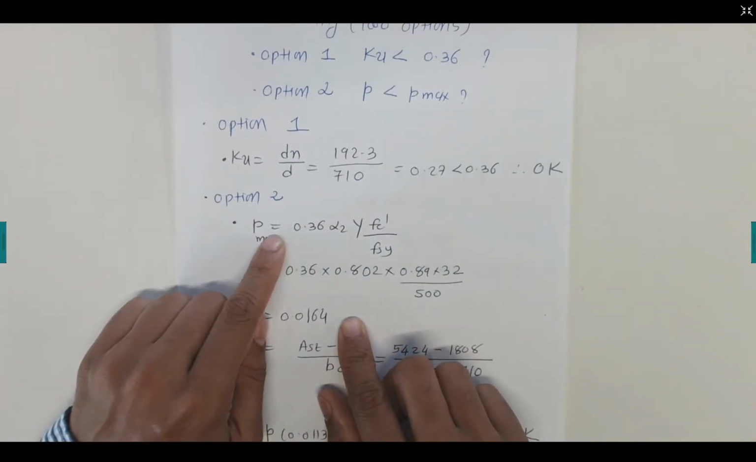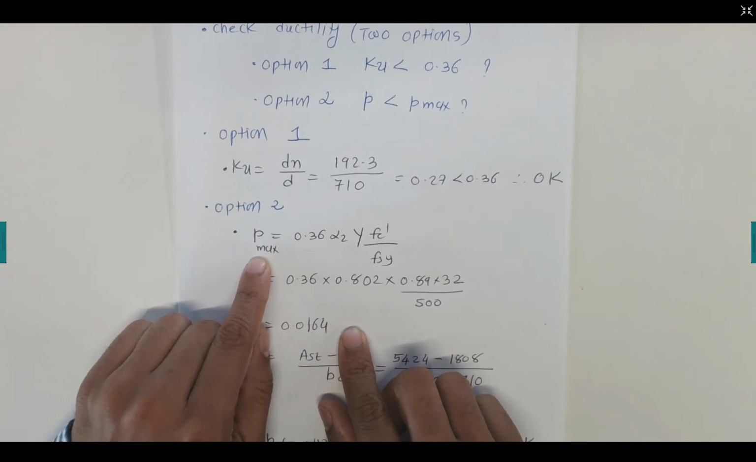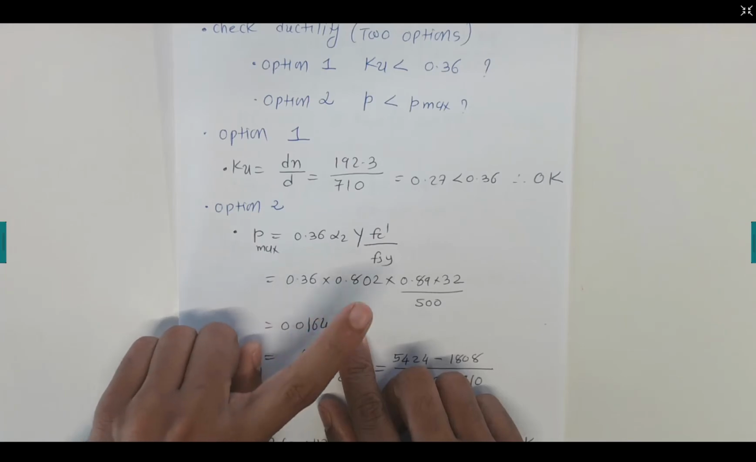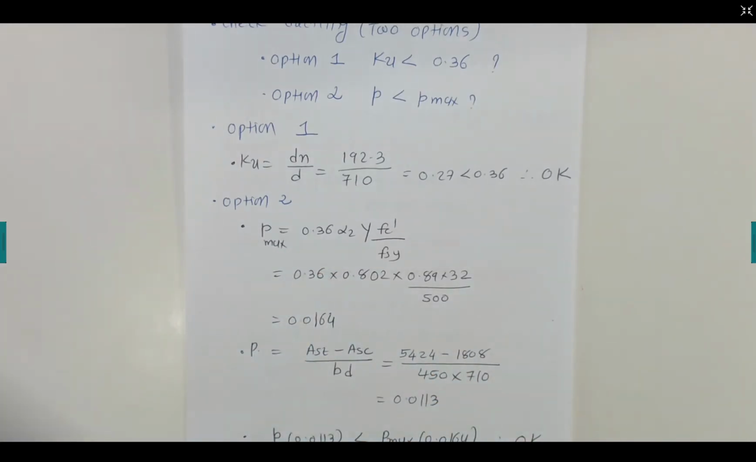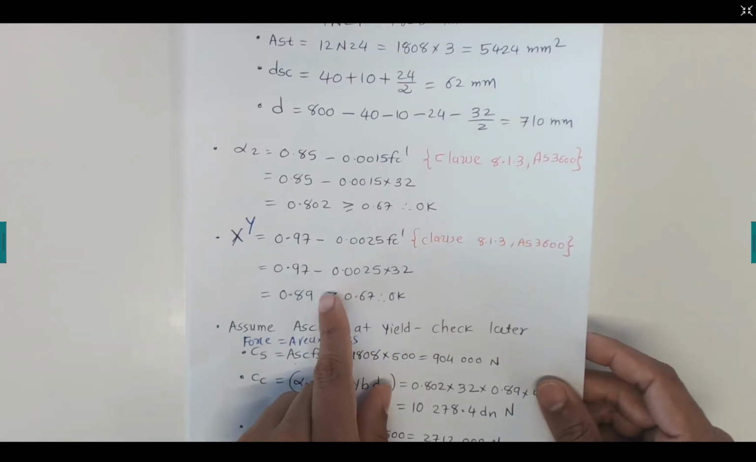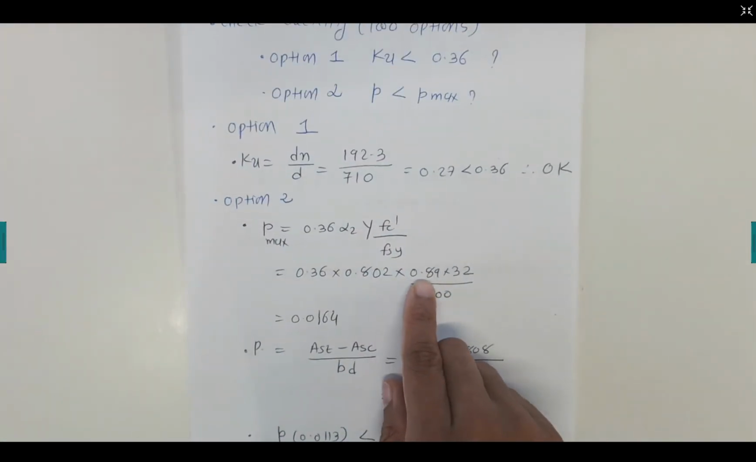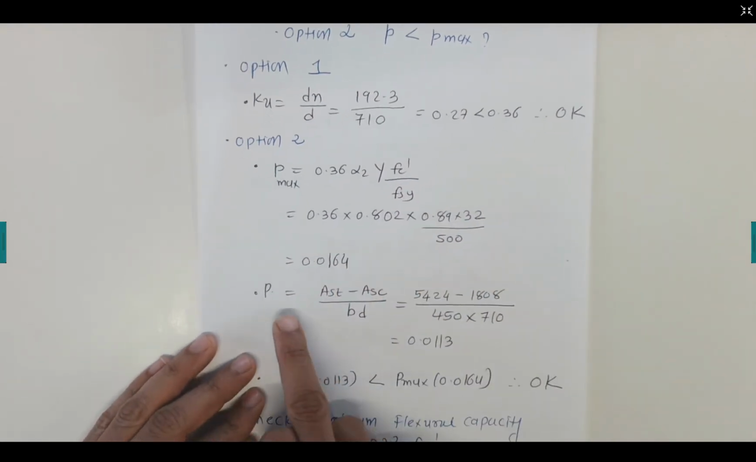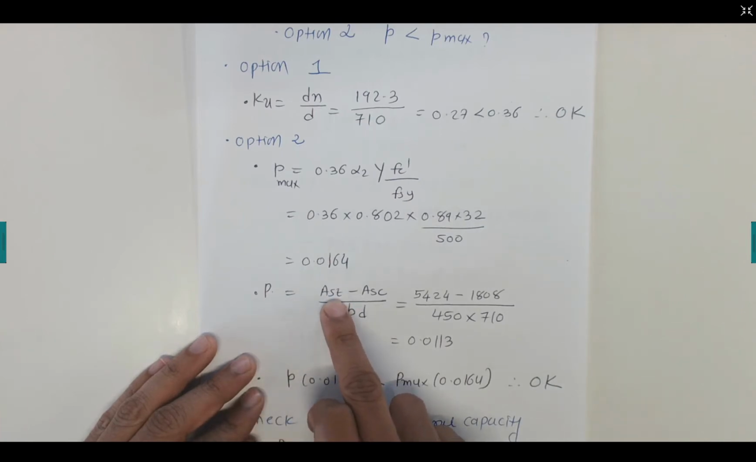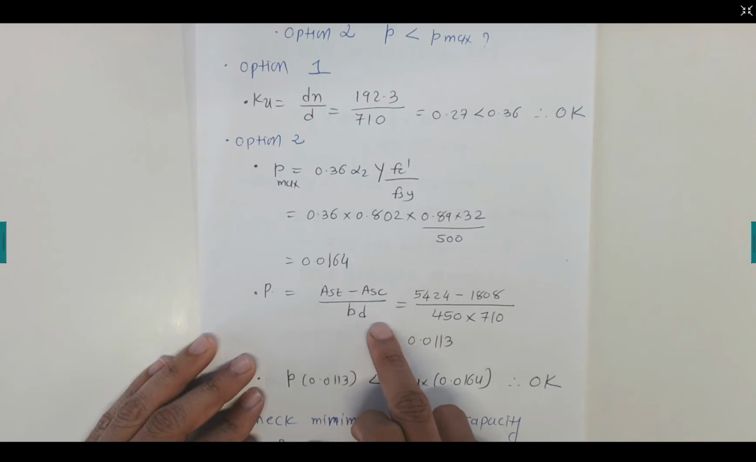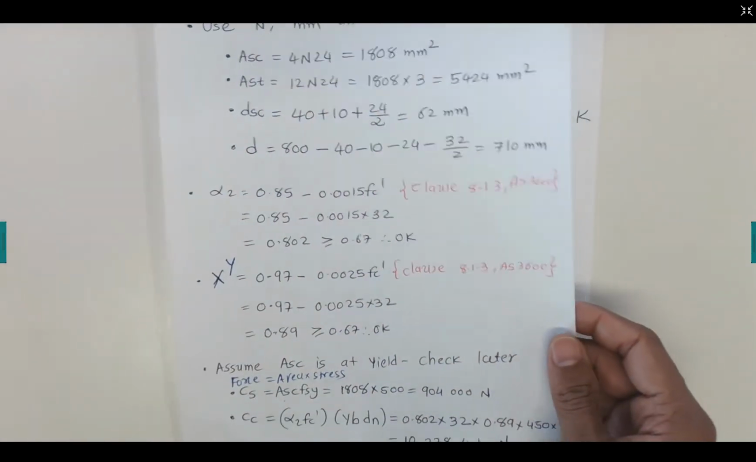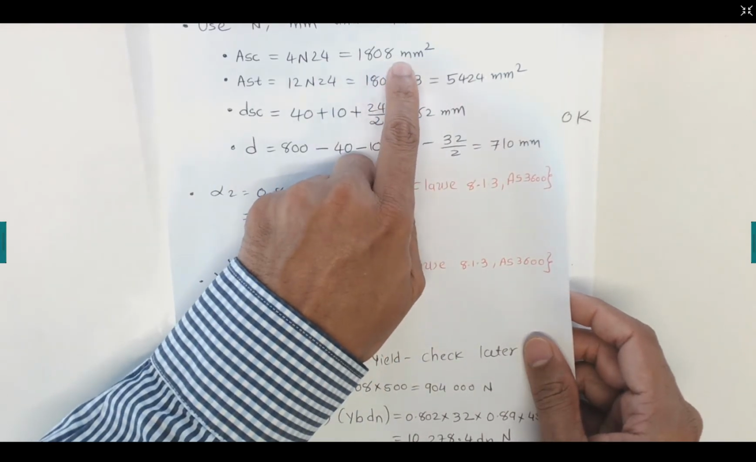Option 2: we can calculate the maximum reinforcement ratio equal to 0.36 alpha 2 gamma fc dash over fsy. Alpha 2 is 0.802, which we calculated previously. Gamma is 0.89. fc dash, given in the question, is 32, over 500, which gives us 0.0164. The actual reinforcement is the area of bottom reinforcement minus the area of top reinforcement over BD. Area of bottom reinforcement AST is given here as 5424, and area of top reinforcement is 1808.